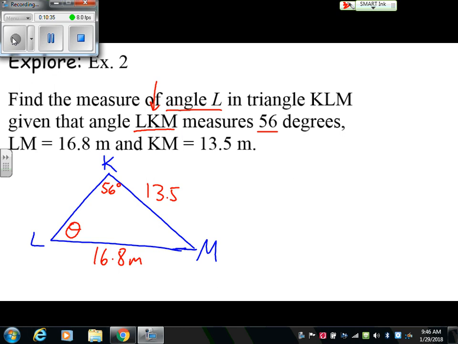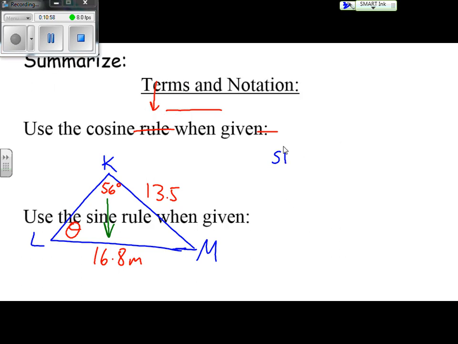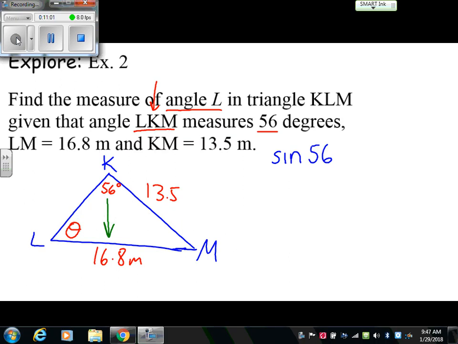Now, once again, in order to use sine rule, we have to know opposite parts. Well, right away here, I can see that angle LKM, which has the vertex of K and is 56 degrees, is across from this side that we already know, 16.8. So right away, I'm going to start setting up my proportion where I'll take the sine of the angle that I know, and then I'm going to put it over its opposite side, which we know is 16.8.